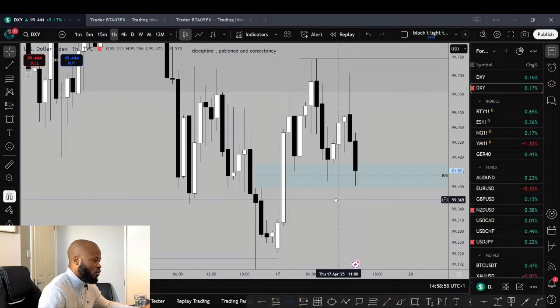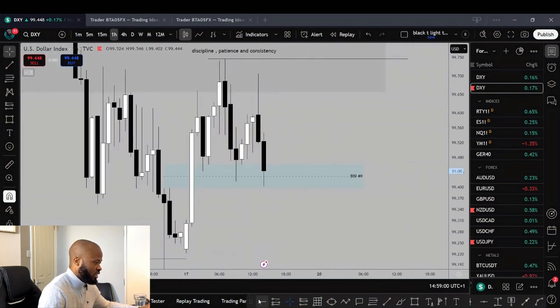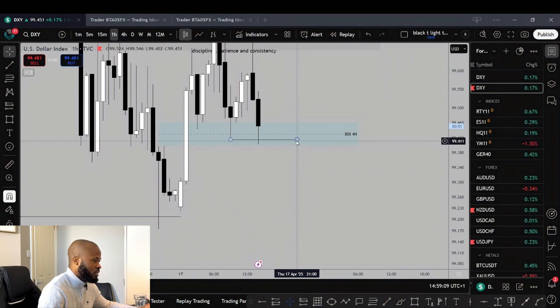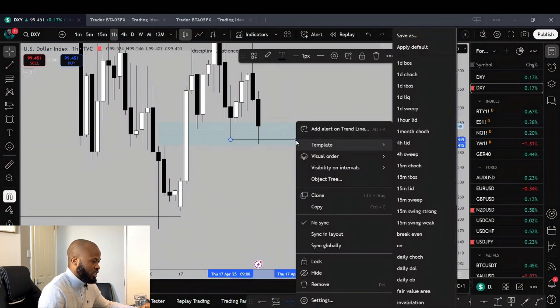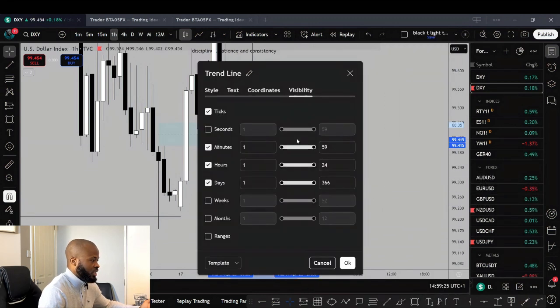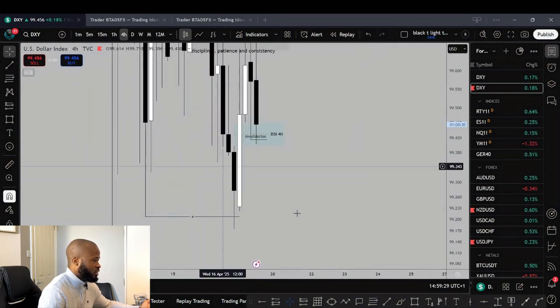But now we are waiting for this low to be disrespected. Once this low is traded through, like there's a candle closed below this low, that's when we start looking for sells in the US dollar. Then we're looking for buys in GBP USD, EUR USD, AUD USD, whichever one we want to trade. So this would be the invalidation point. So if price trades below it, we start looking for a sell setup.